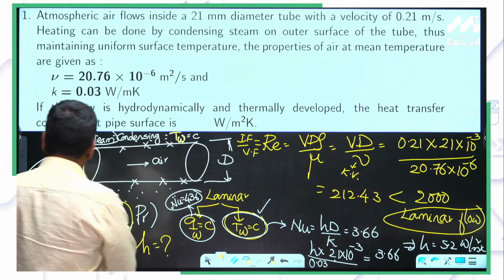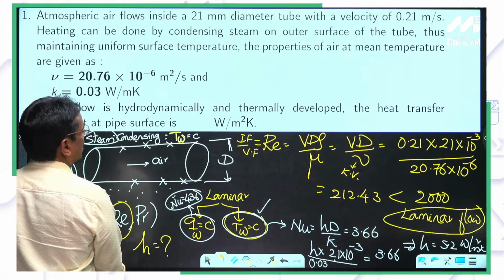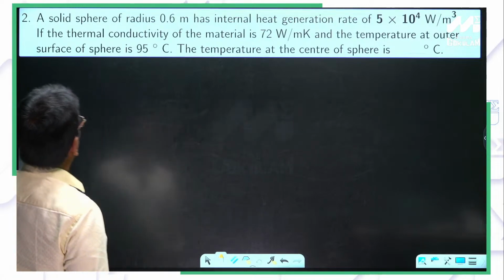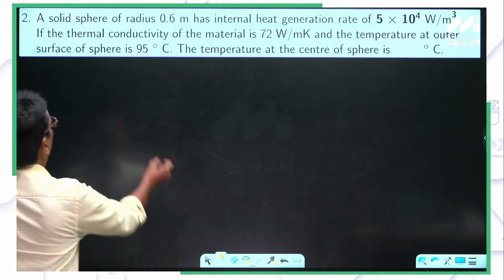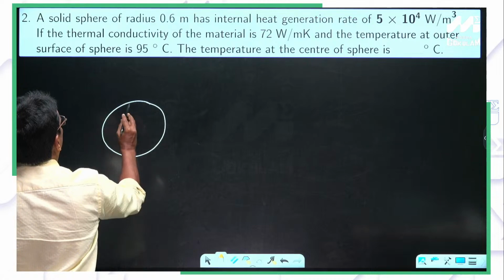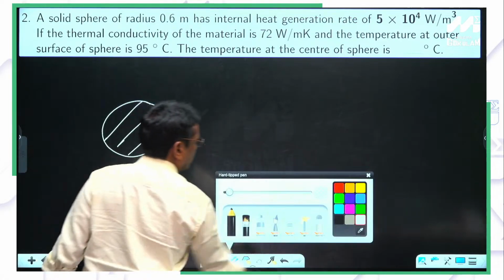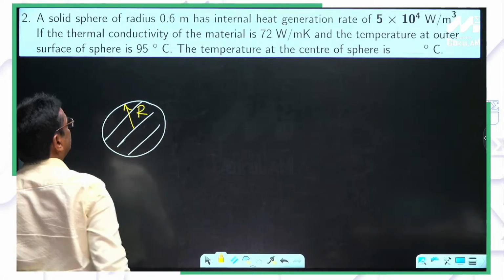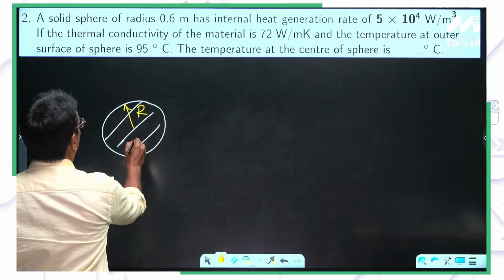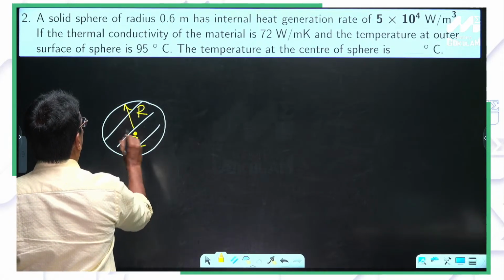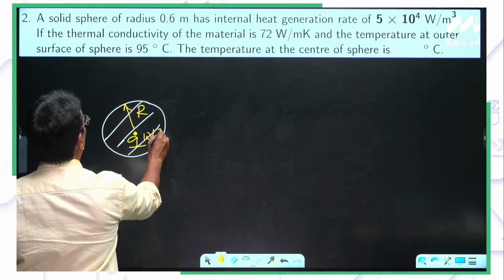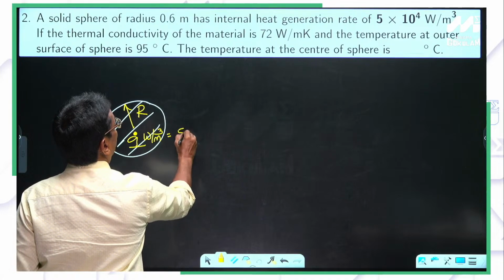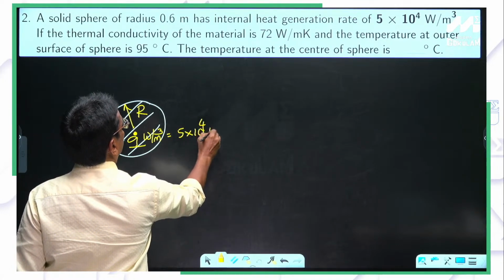You got the answer as 5.2 watt per meter square Kelvin. Now the second question goes like this. There is a solid sphere of radius 0.6 meters. Radius has been given. There is internal heat generation, generally denoted by Q dot, given as 5 into 10 power 4 watt per meter cube.